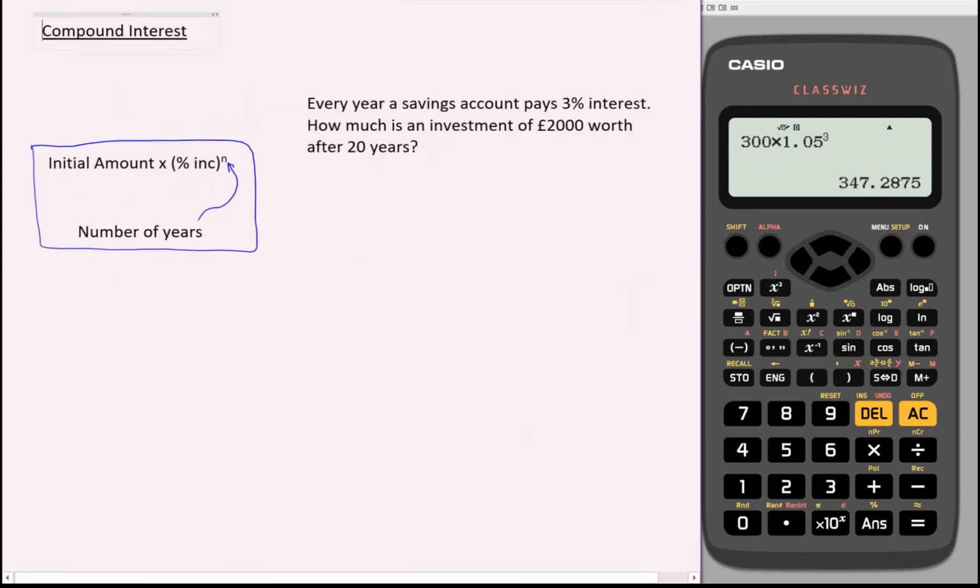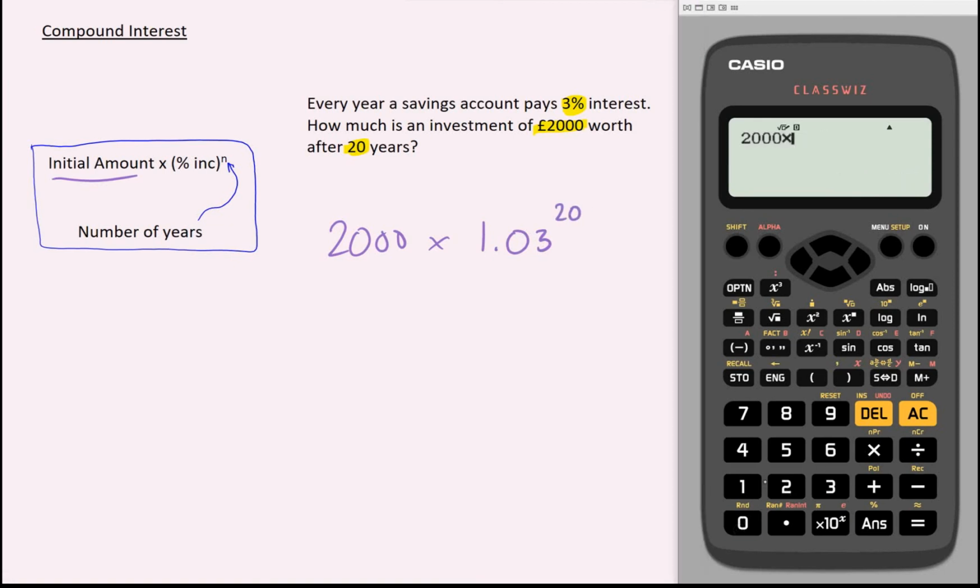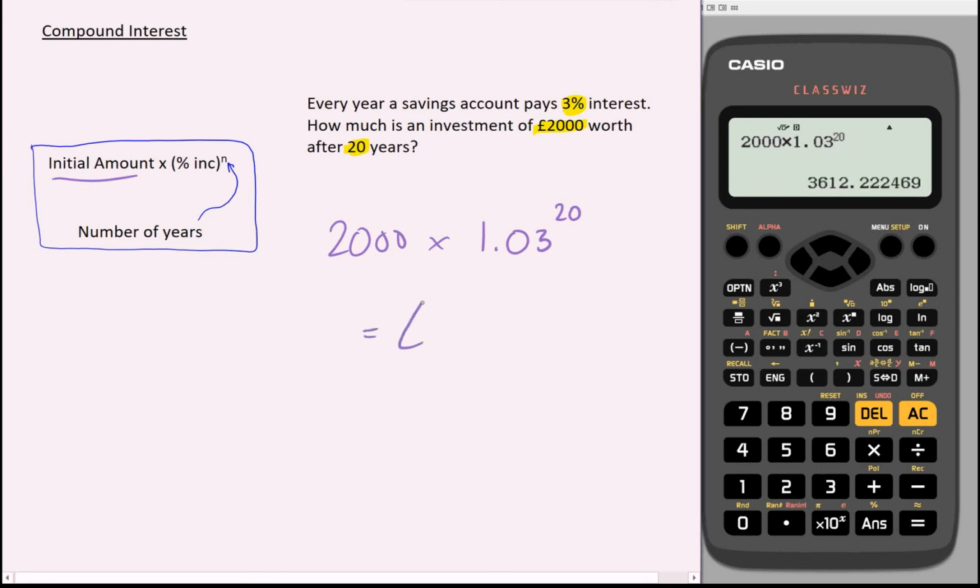Okay, just a couple more to make sure you're okay with that and the basic setup. For this question, we are getting 3% interest. We start with £2,000 and we have 20 years. So we start with £2,000, that's my initial amount. The percentage increase is 1.03, and that is to the power of the number of years, which in this case is 20. And then all you need to do is just type it onto your calculator, and that will work it out for you. And again, I'm going to give my answer to the nearest pence.